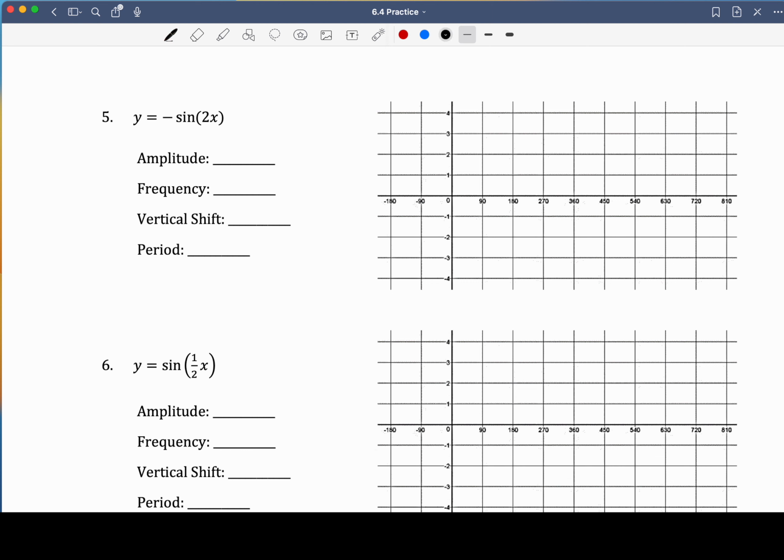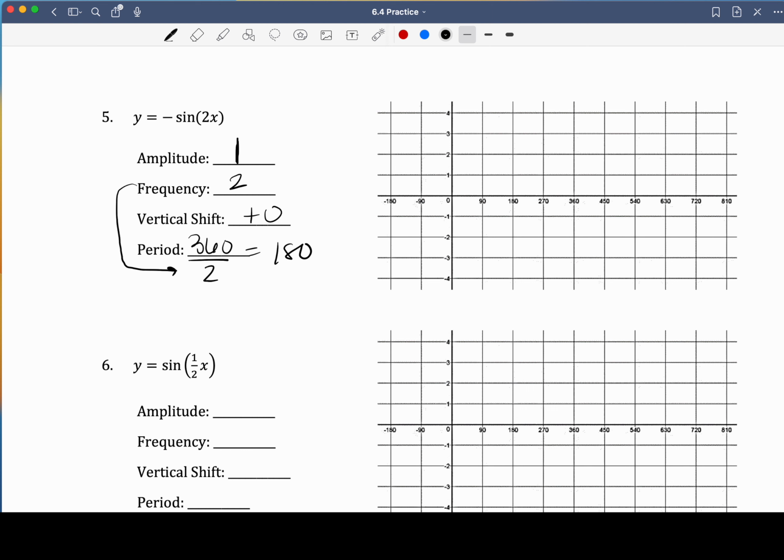So we're going to go ahead and fill this out. Our amplitude is still positive 1. Remember, our amplitude is always positive. The negative out front tells us the direction and/or the reflection. The frequency is 2. The vertical shift is 0. And then our period is 360 divided by 2, which is 180.